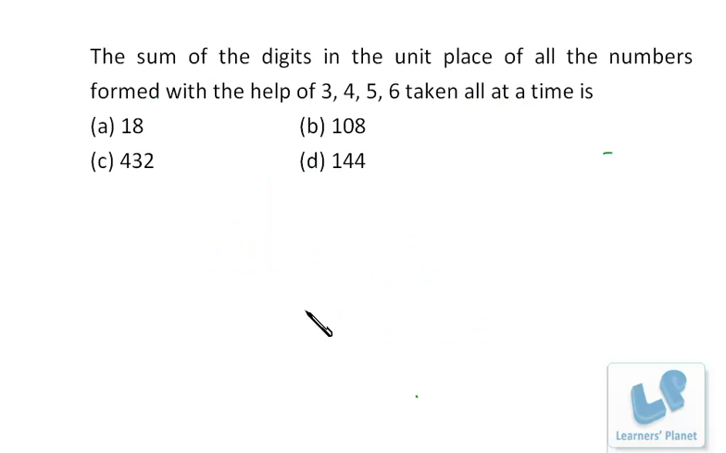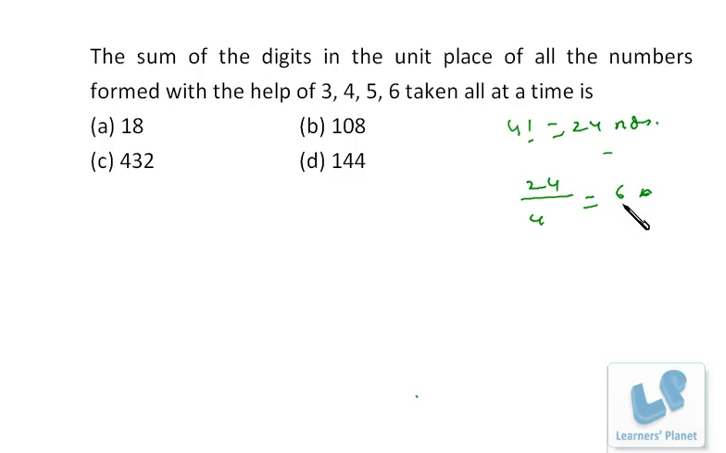Similarly, let's take this question. The sum of the digits in the unit place of all the numbers formed with the help of 3, 4, 5, 6 taken all at a time. That means further we can make 4-digit numbers, right? And since we have to use each digit once, so the mutual arrangement will give us 24 numbers. That is 4 factorial, 24 numbers. Now 24 divided by 4, 6. That means each digit will be coming at each place for 6 times, right?